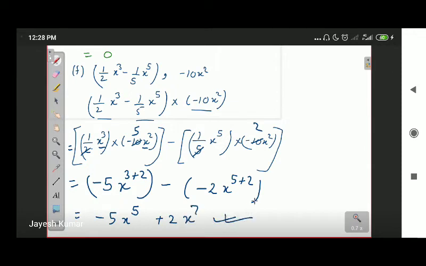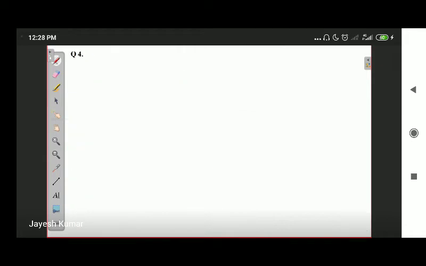Okay. In the same manner, you have question number 4. You have to multiply and find the product. Once again, out of these 5 parts, I am only going to solve 2 parts for you. First of all, C part. Rest of the parts will be your homework.